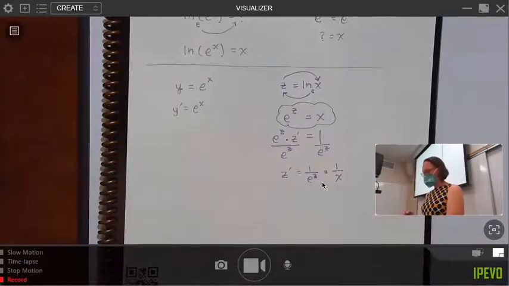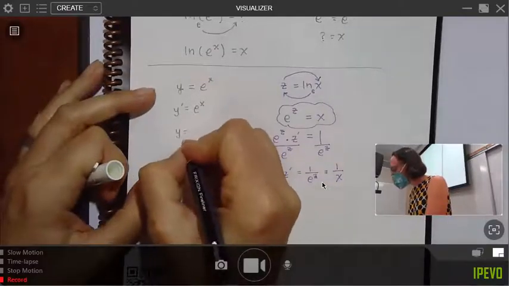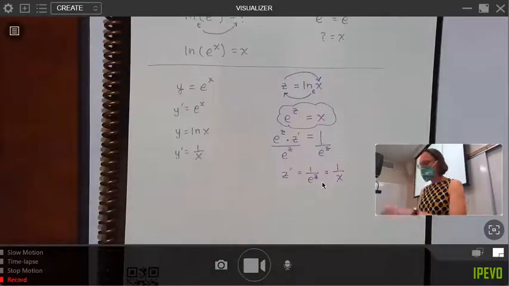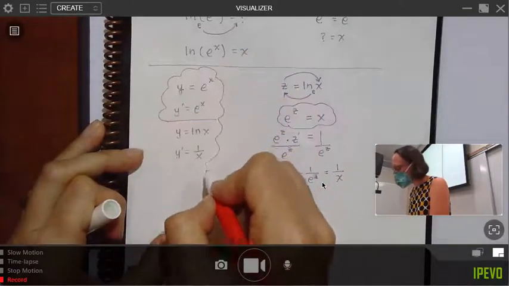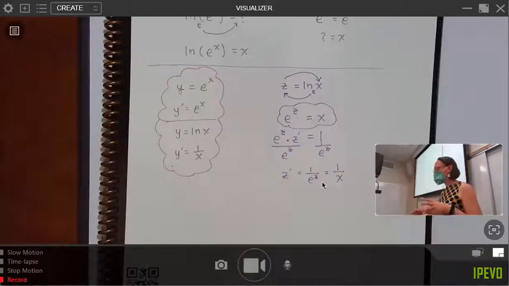So our thrilling conclusion here is if y is equal to e to the x, then y prime is e to the x. If y is equal to natural log of x, then that derivative is 1 over x. And these really are our two derivative rules for chapter 4. Everything else we're doing with those derivatives is building off of these two fundamental rules. So this is the part that you want to make sure you have memorized. Derivative of e to the x is e to the x. The derivative of natural log of x is 1 over x.